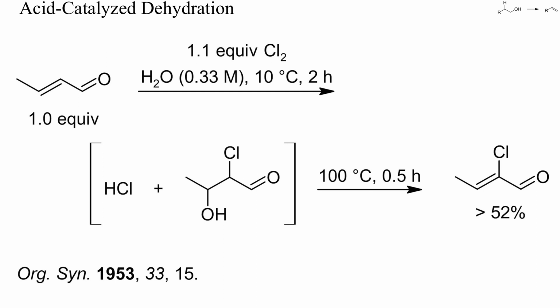Alcohols with electron-withdrawing groups in beta position are easy to dehydrate. Aliphatic aldehydes, for instance, often yield aldol condensation products during storage at room temperature. In this example, crotonaldehyde was converted into a chlorohydrine by chlorination in water. Upon heating, acid-catalyzed dehydration occurred.